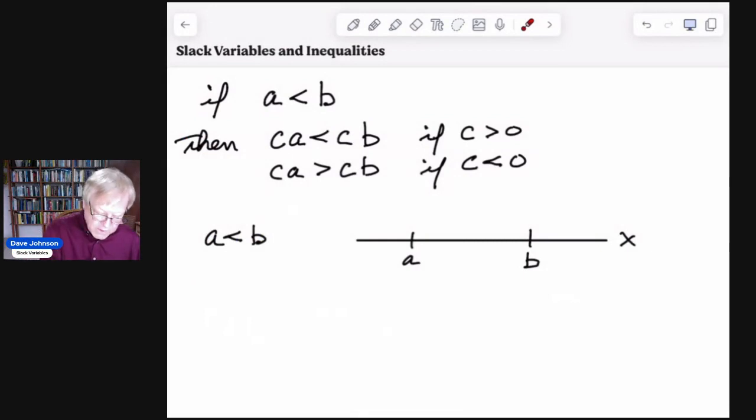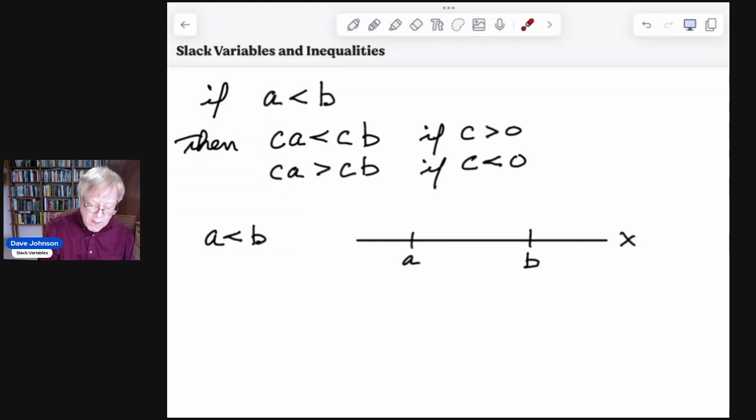So, what I want to talk about today is the property that if you have an inequality, let's say a less than b, then if you multiply both sides of the inequality by some number c, then if c is positive, then c times a is less than c times b. In other words, the direction of the inequality doesn't change. And I don't like using the words "flip the inequality," although a lot of people do, and people will know what you mean when you say that. But I want to be clearer.